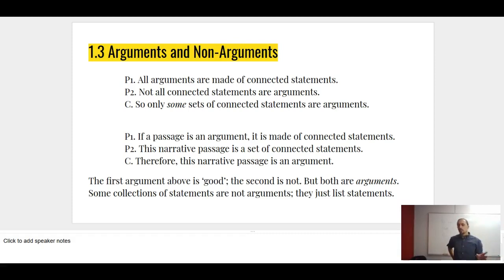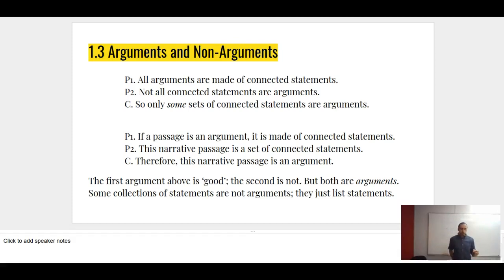If a passage is an argument, it is made of connected statements. This narrative passage is a set of connected statements. Therefore, this narrative passage is an argument. It's kind of a funny meta joke here, right? So the first argument here is a good argument. It's valid. The second is not. But whether or not it's valid doesn't change the fact that it's an argument.